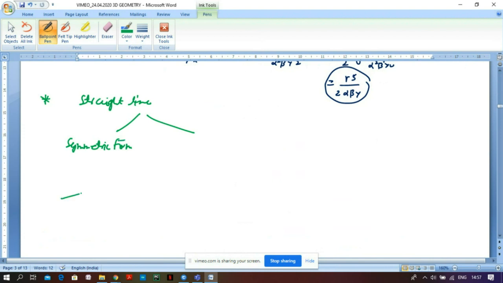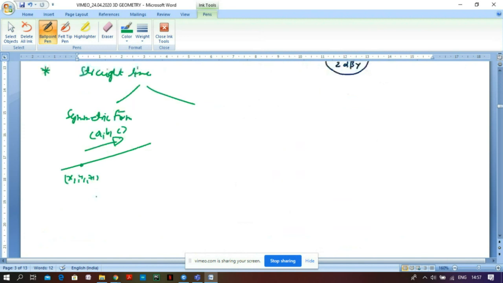That is, you give a line, you give a point that okay, the line passes through say (x1, y1, z1), and you give a direction. So some direction is there. Means you are saying that say a, b, and c, that direction ratios. So it's an equation of a line passing through a point. So line through a point.